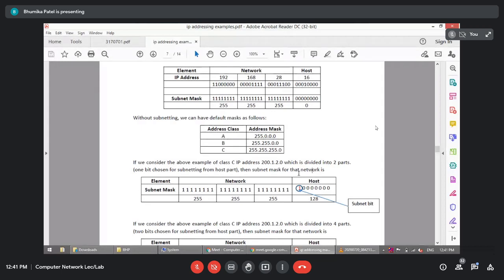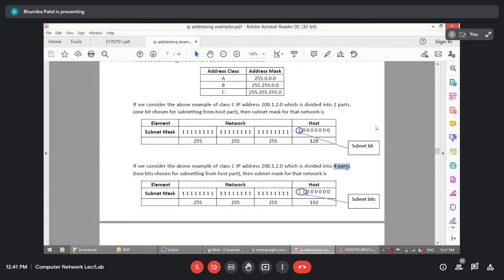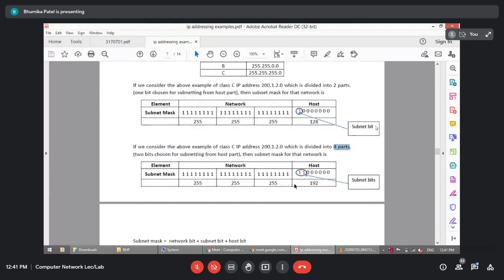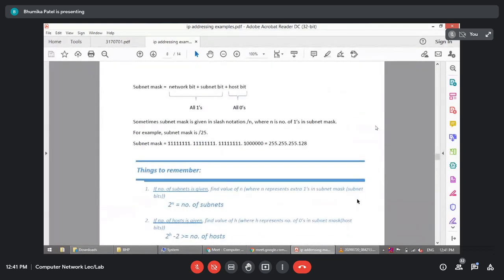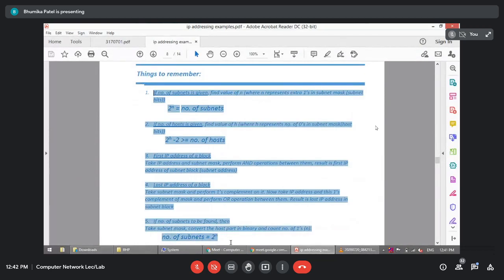Likewise. Now here, as we have divided into 2 parts, we have to select 1 bit for the subnetting. So it will be this. If I have divided into 4 parts, we have to select 2 bits from the host ID, and that's why here, as you can see, it is 2 ones.